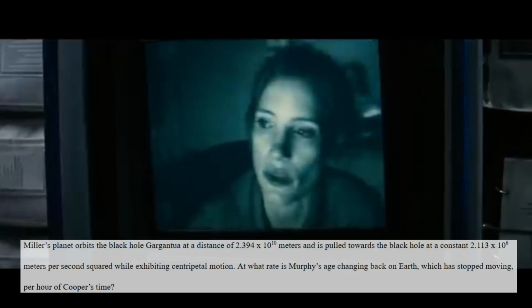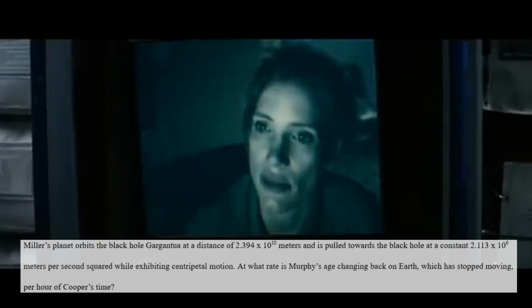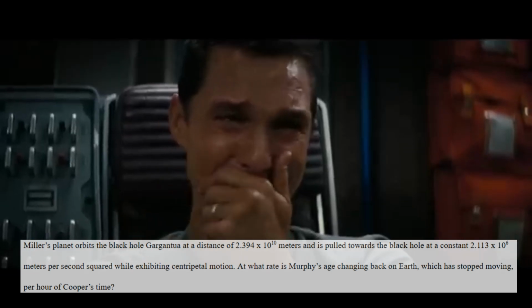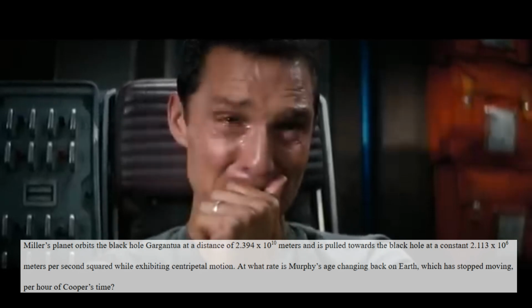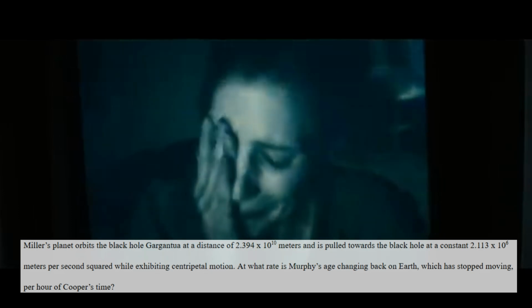During this ordeal, Cooper is focused on something other than the massive wave he is riding. He's wondering how the time dilation caused by the black hole's gravity is affecting the age gap between him and his daughter Murphy, who is still on Earth. Miller's Planet, and consequently Cooper, orbits the black hole at a distance of 2.394 times 10 to the 10th meters, and is pulled towards it at a constant 2.113 times 10 to the 6th meters per second squared while exhibiting centripetal motion. At what rate is Murphy's age changing per hour of Cooper's time?